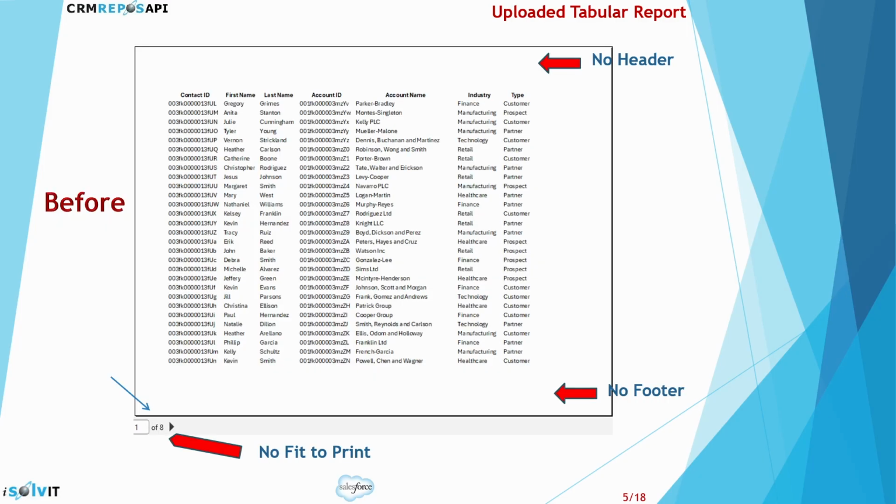A print preview allows you to see exactly how the report will appear when printed, including alignment, page breaks, header and footer placement, and overall layout. The exported report has no header, no footer, and is not optimized for printing. Portrait is split into multiple pages.